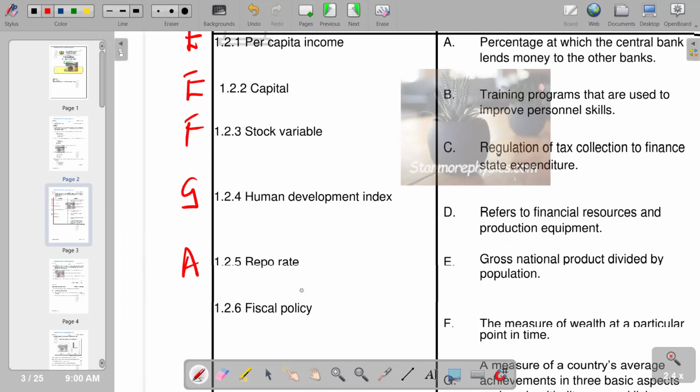Then a fiscal policy, obviously, we know that this is a policy that is set by the government, and it uses two main instruments, that is taxation and government expenditure. So with the explanation that we have, you see that we have got C, regulation of tax collection to finance state expenditure. So we have C. So this is what we have for this part.